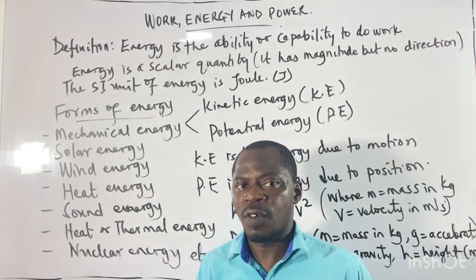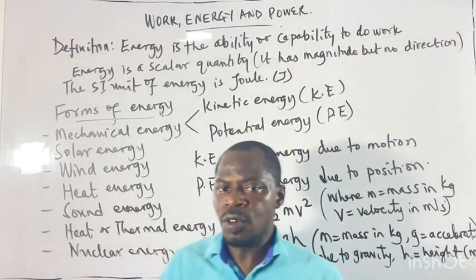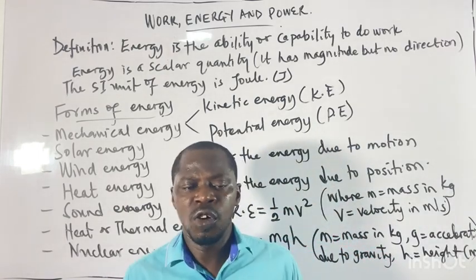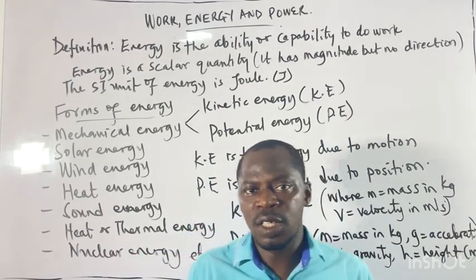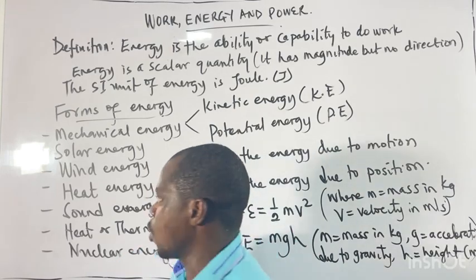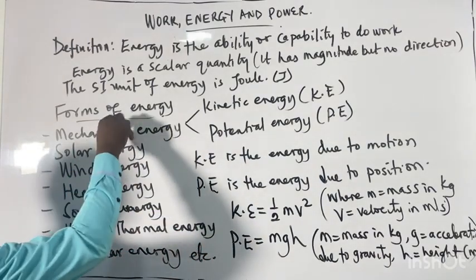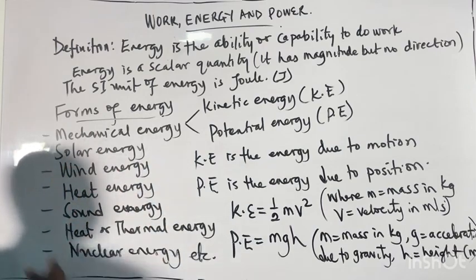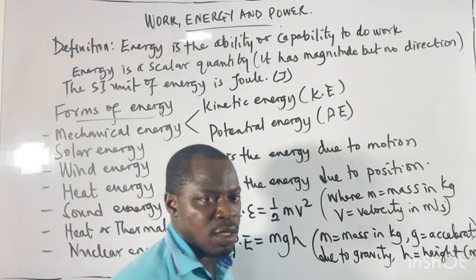And when we talk about the law of conservation of energy, it states that energy in a closed system can neither be created nor destroyed, but it can be transformed from one form to another. You can't create or destroy energy in a closed system, but it can be transformed from whatever form it is to another form. That means mechanical energy can be transformed into solar energy, solar energy can be transformed into any of the other energies. And we can see examples of that in some of the appliances that we use.